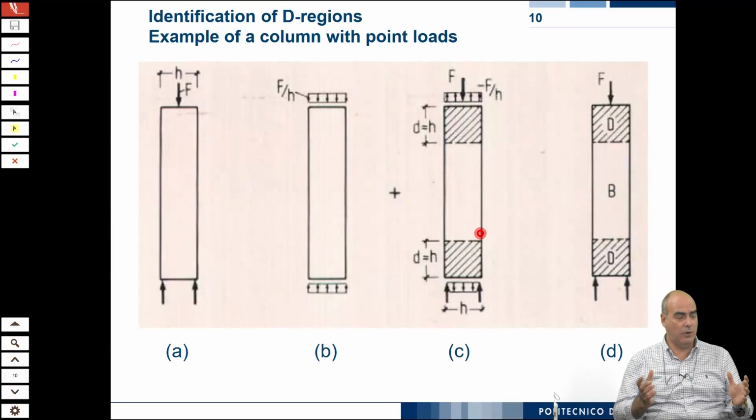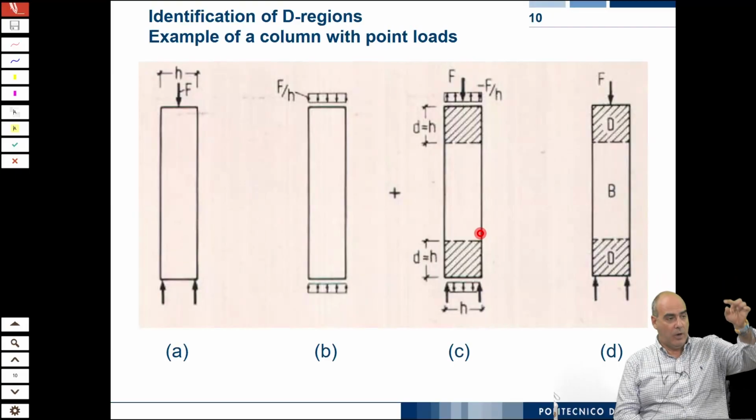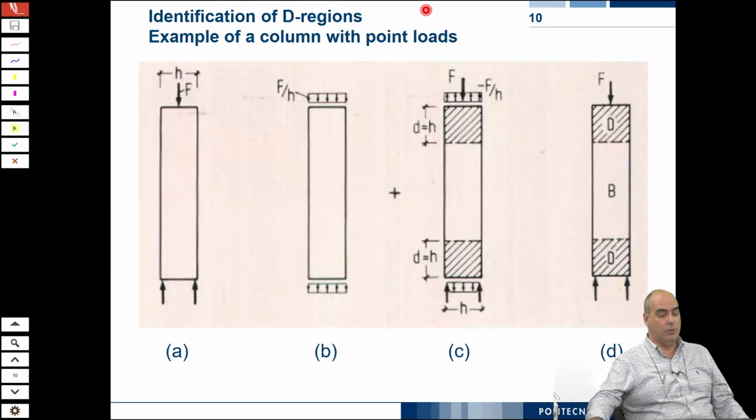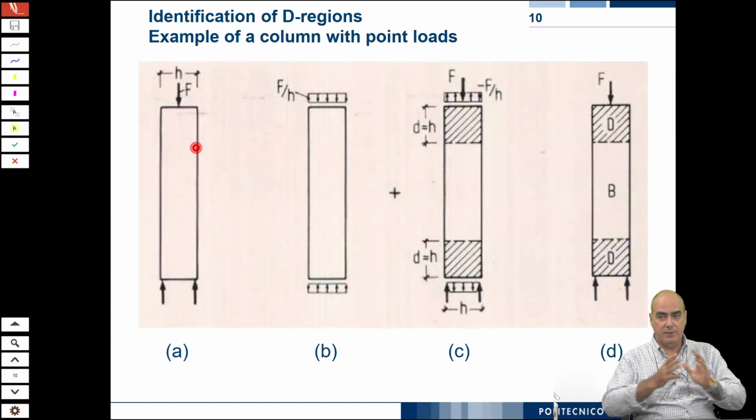So you have this column under concentrated loads. The force applied is F on the top, and by equilibrium, the sum of the 4 forces on the bottom must be F as well. So what do we do? We replace, and we know well that the force here must spread to the wall sides of the column like this.